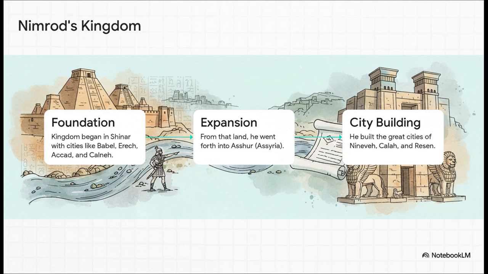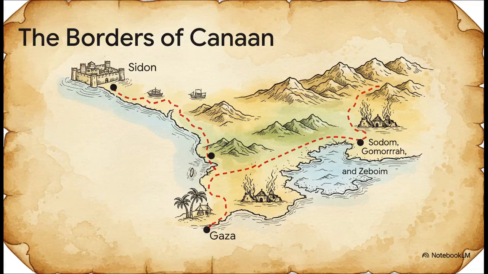This isn't just a family tree anymore, right? This is straight-up political history, explaining the origins of the world's first empires. The text does something similar for the descendants of Canaan, but here it's all about territory. It's like drawing a map with words.